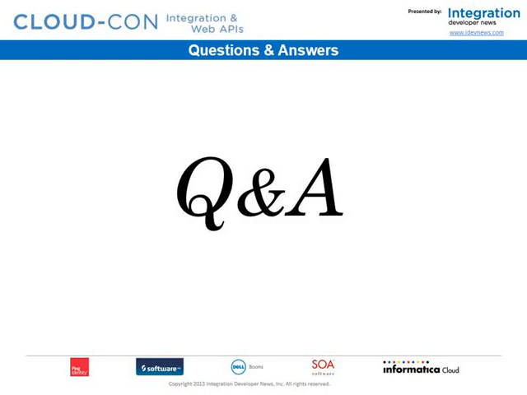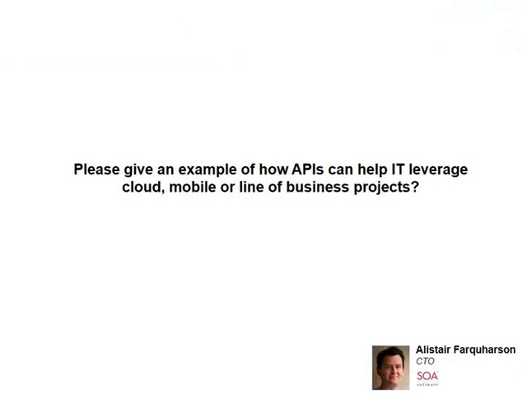A couple of themes come in about your idea that APIs are the key to bringing these forces together, at least helping IT get a better handle on it. And just generally, can you give an example of how APIs helped IT not just leverage but gain more control over, say, an LOB-driven cloud initiative or a mobile or a BYOD initiative?